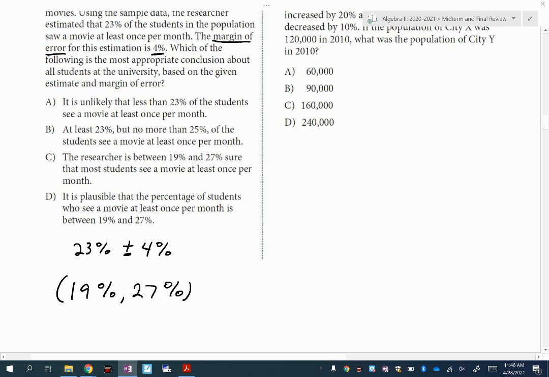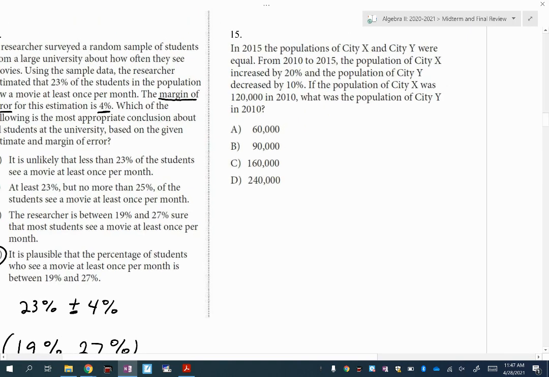So we still think it's 23%, but we're willing to make concessions by saying we don't know if it's exactly 23. We think it is, but it could be a little higher, maybe all the way up to 27%, or a little lower, all the way down to 19%. So the only thing that's really saying that about this conclusion is letter D, that it's plausible that the percentage of students who see a movie at least once per month is between 19 and 27%. All right, so that's margin of error.